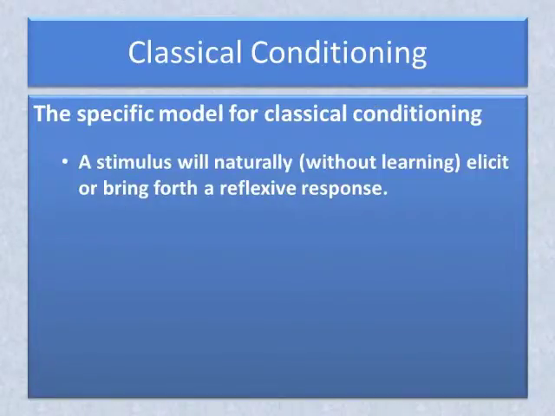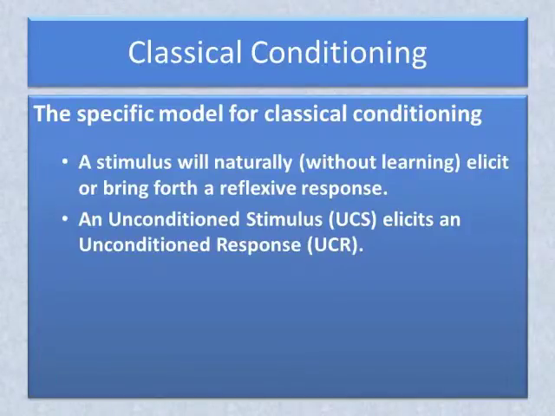The specific model for classical conditioning, or learning in the classical conditioning paradigm, starts with a stimulus that will elicit the target behavior. Using classical conditioning terminology, an unconditioned stimulus, labeled a UCS, elicits an unconditioned response, labeled a UCR. In the example, a puff of air, the UCS, elicits an eye blink, the UCR.